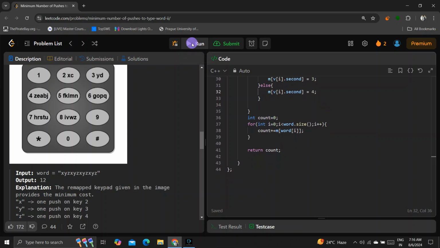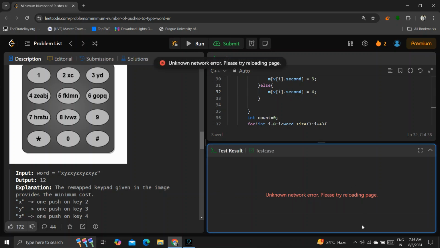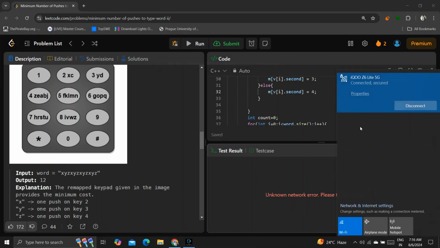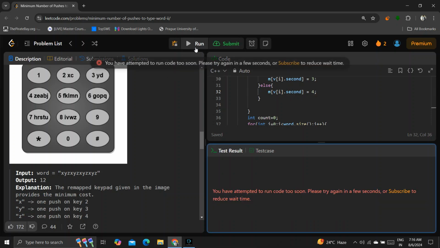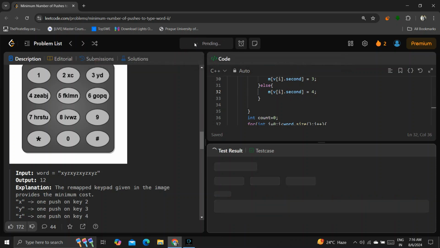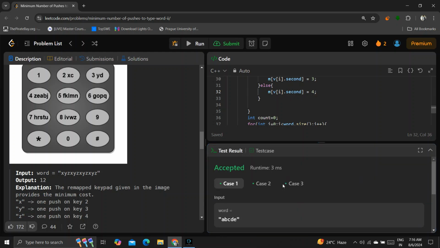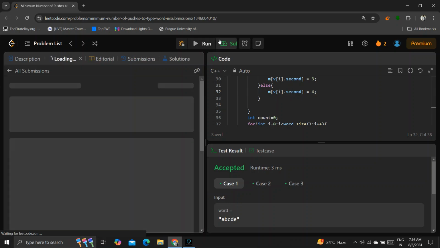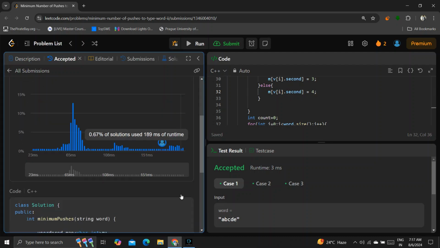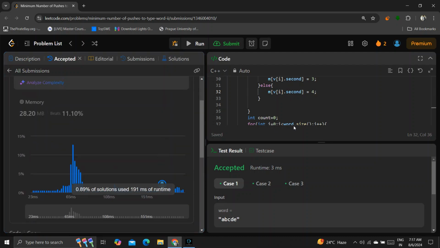So if I run it, okay, some network issue. Yeah, the quotation. Yes, it is accepted. And if I submit it, yes, it is submitted. Okay, so hope you have understood the problem, guys.